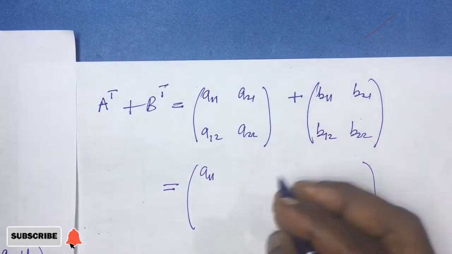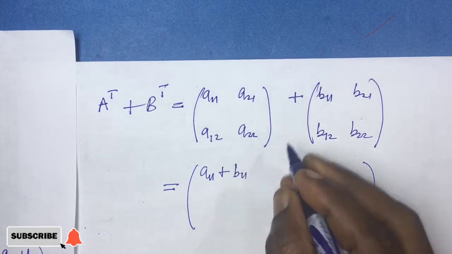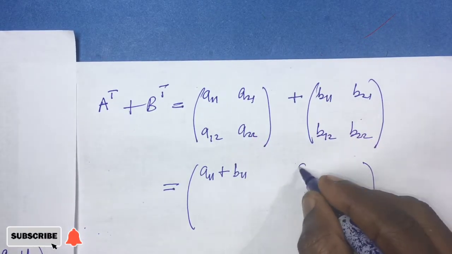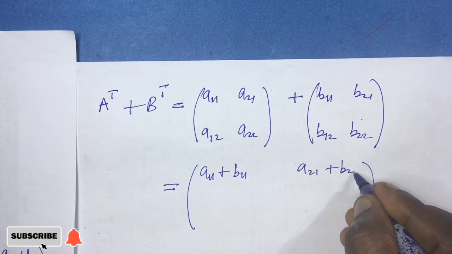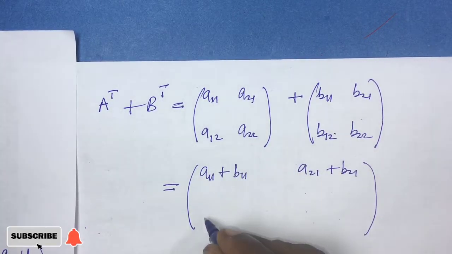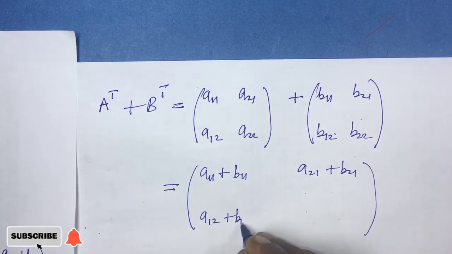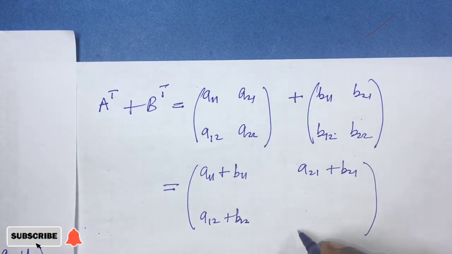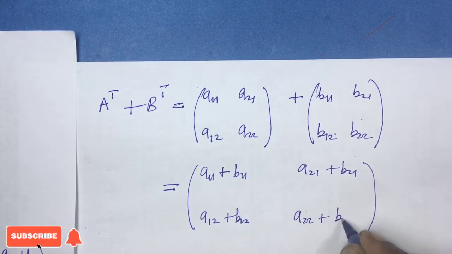A11 will add to its corresponding element, B11. A21 would add to its corresponding element, B21. A12 would add to its corresponding element, giving A12 plus B12. A22 will add to its corresponding element to give A22 plus B22.